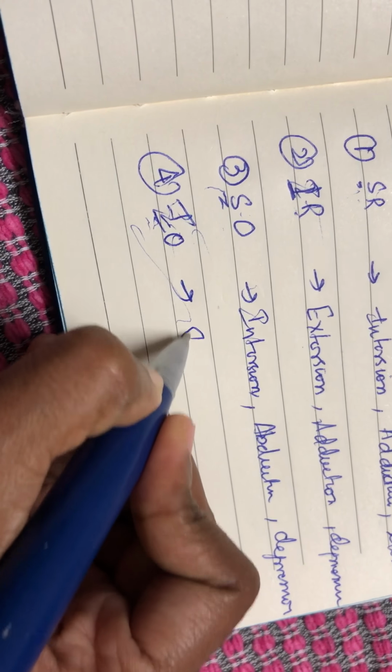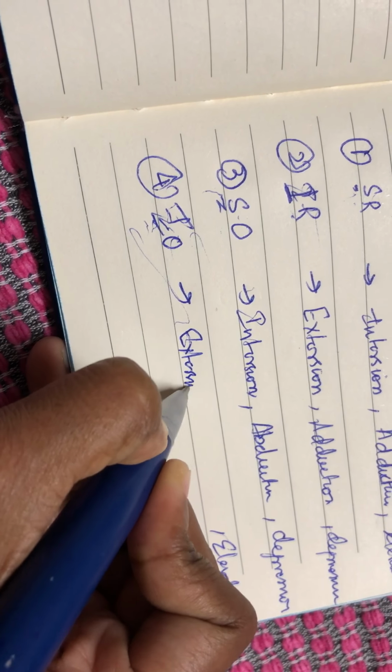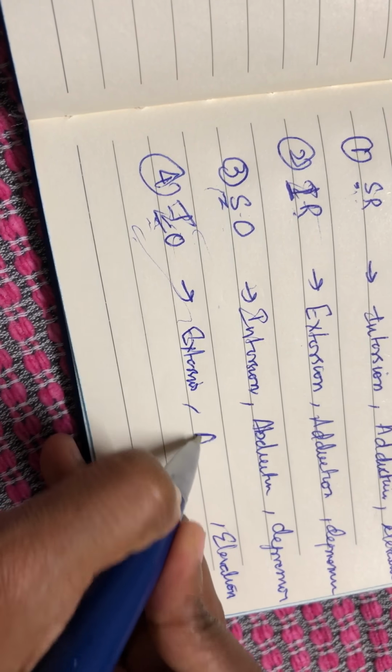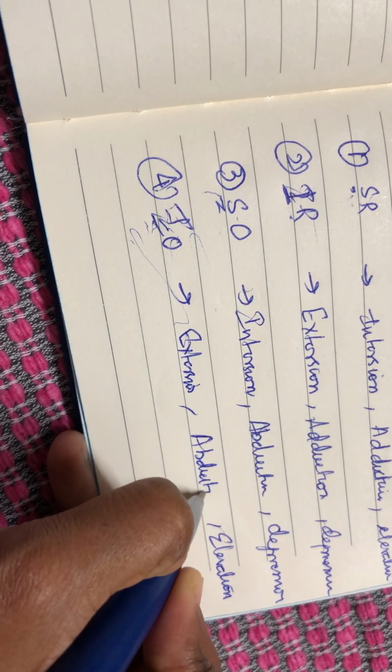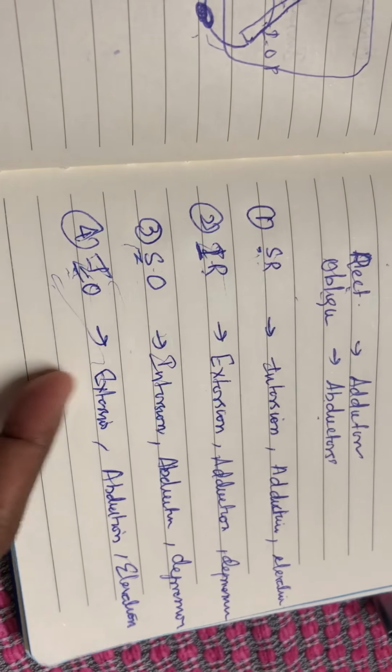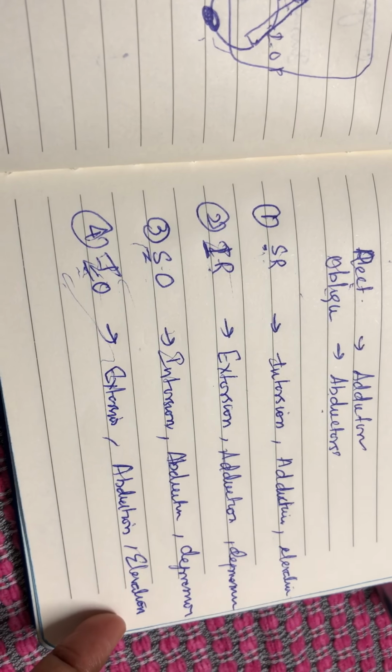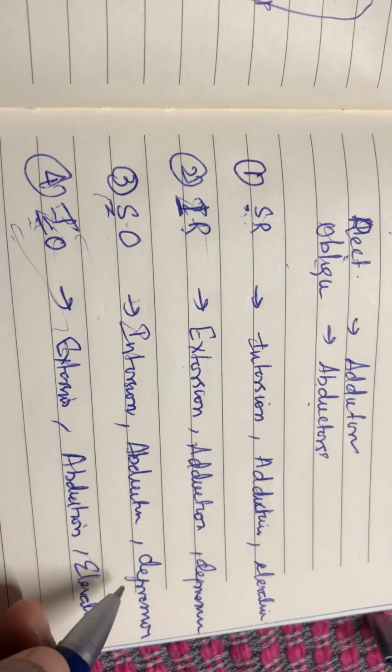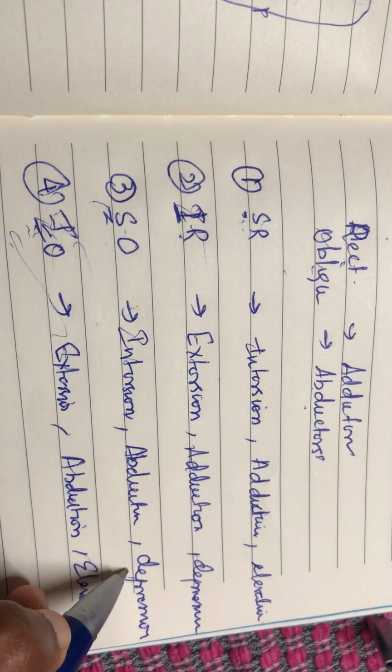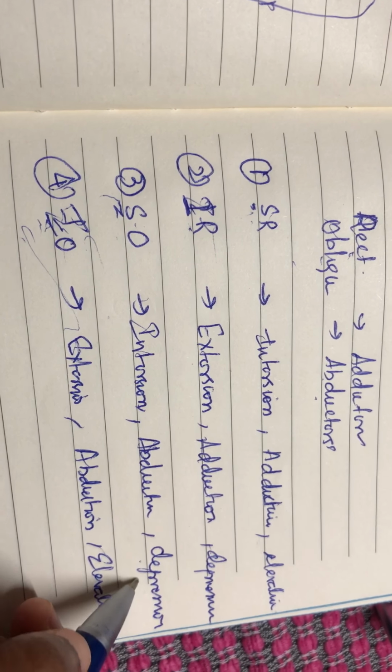Inferior means extorsion, and oblique means abduction. This is how you have to write the answers. And one more important point you should not forget to write: depressor. Superior oblique is a depressor.